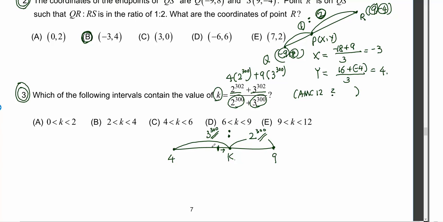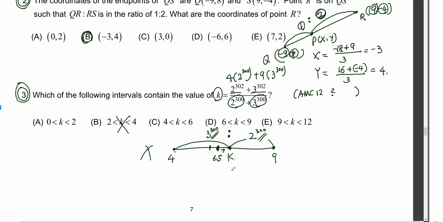That's right. Okay, we know that. Half is 6.5. So it can be 0 and 2. No, the other side. K should be between 4 and 9. 2 and 4 not working. 4 and 6 over here. Half of this is 6.5.